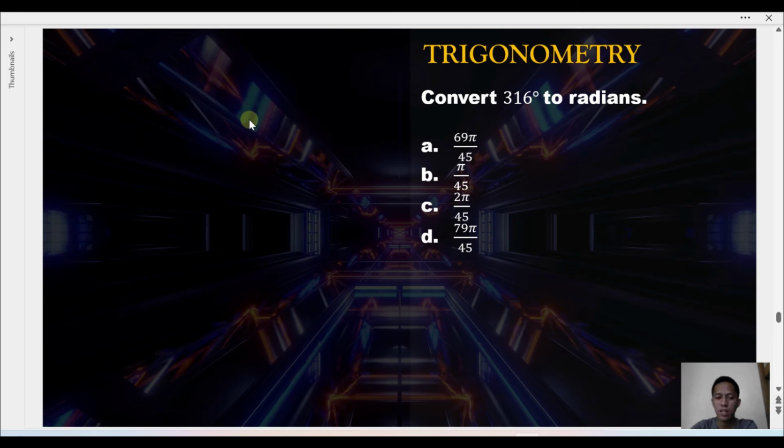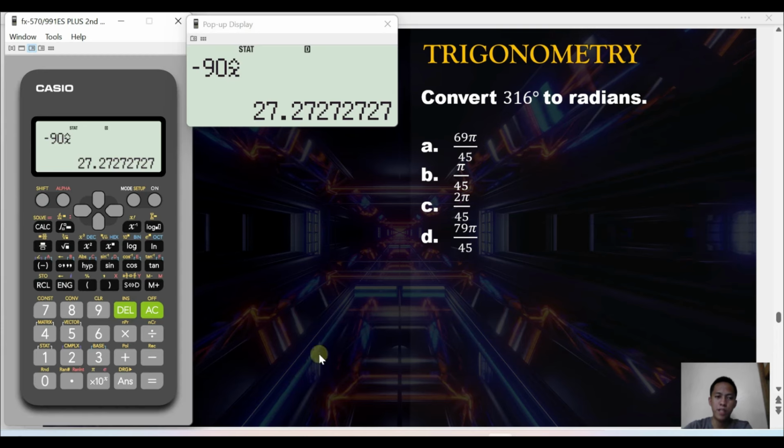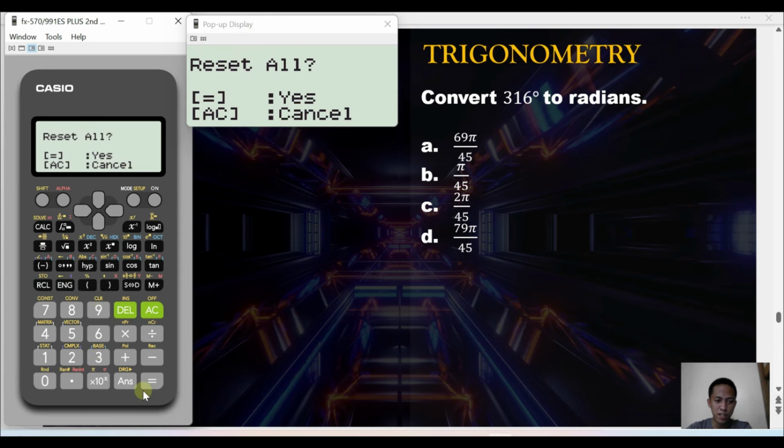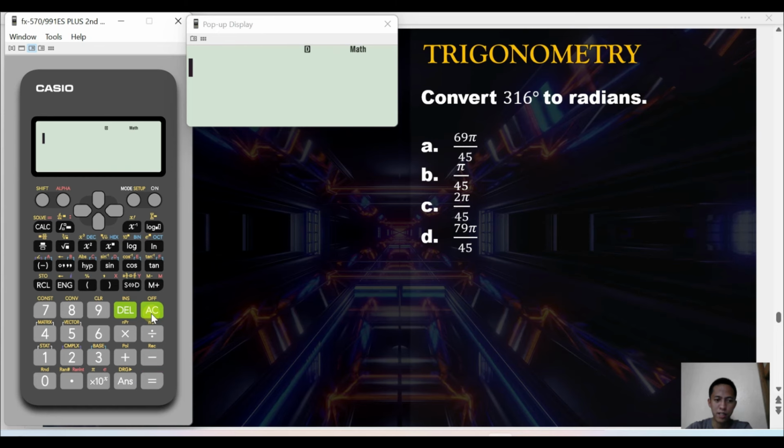Okay, so we have here guys, tapos na sa algebra, we have our trigonometry. Again guys, shift clear natin, shift clear. And we have that. Okay. So, converting angles. So, this is degrees to radians. If you want to convert degrees to radians, click lang natin guys yung input natin yung angle.